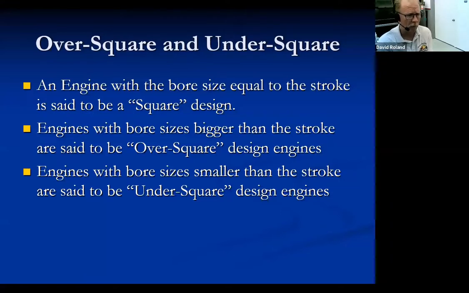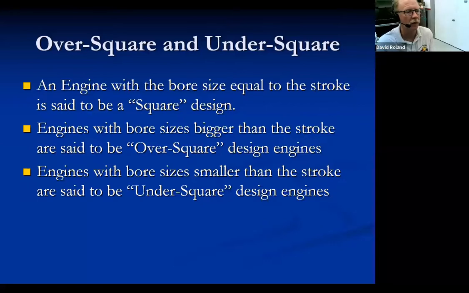Engines that have small bore sizes and long strokes make much better low-speed engines, like tractor engines, like generator engines, like engines that are going to be run at a constant speed. They run very good with this under-square design.